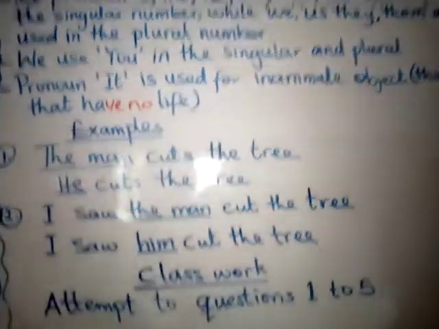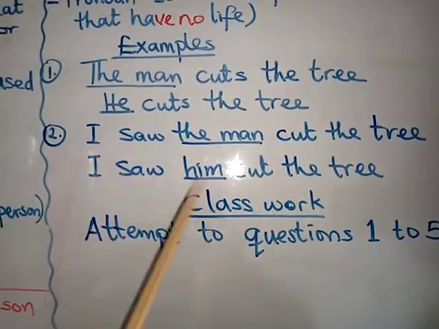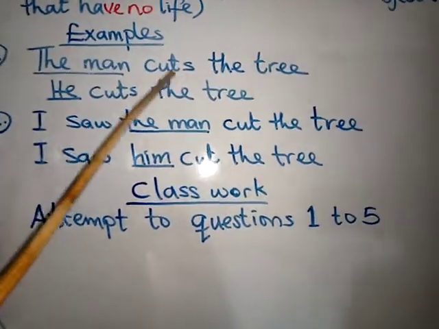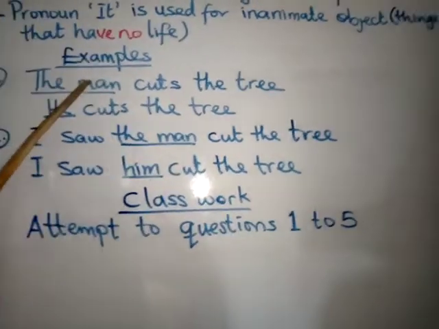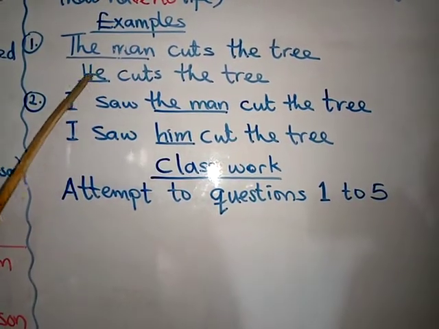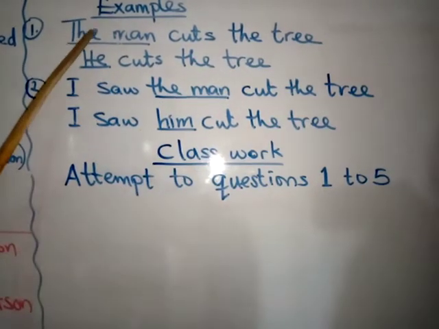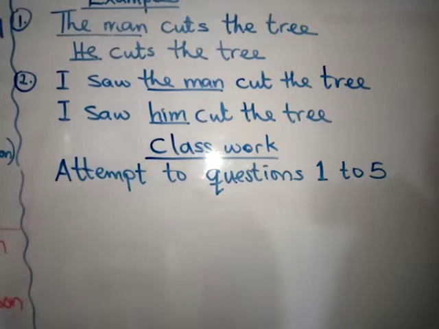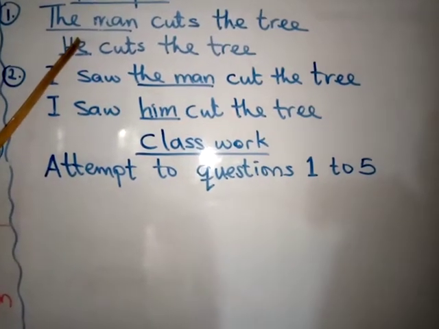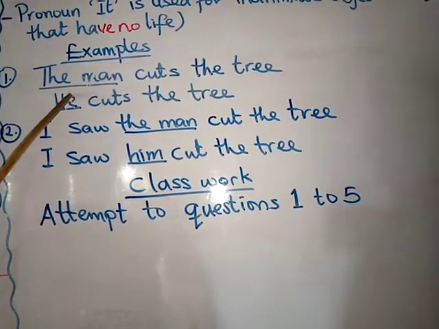Now, examples. Number 1. The man cuts the tree. The man here is the subject, the one that performs the action cut. So for us to replace the man, we need to use the third person personal pronoun he, singular. So we say, he cuts the tree. Why do we need to use he? Because he is for the third person personal pronoun.